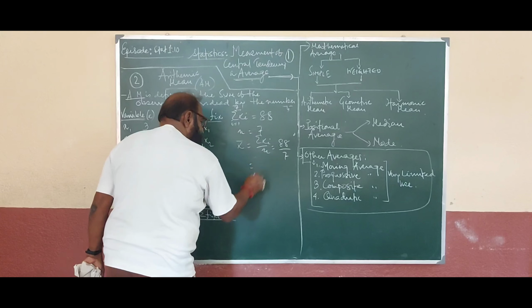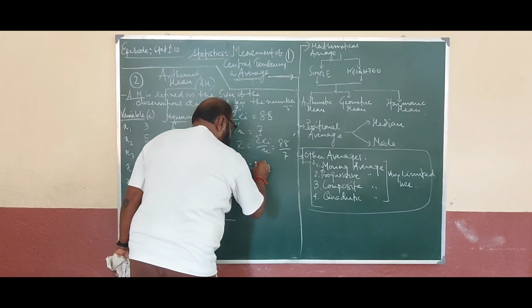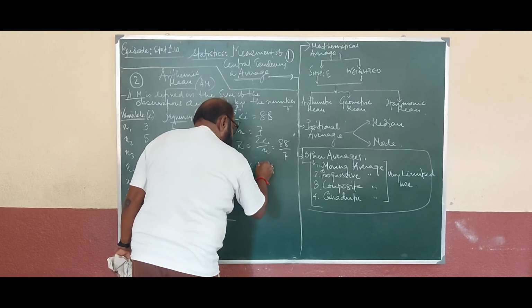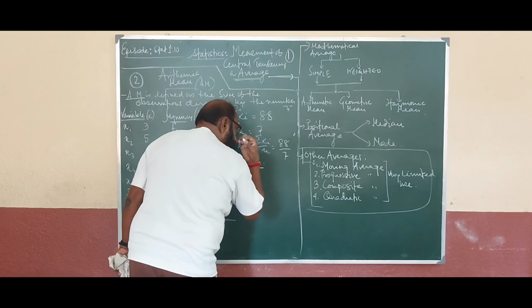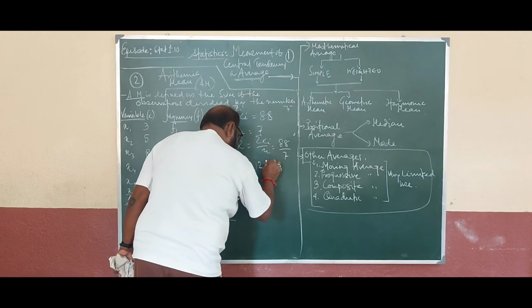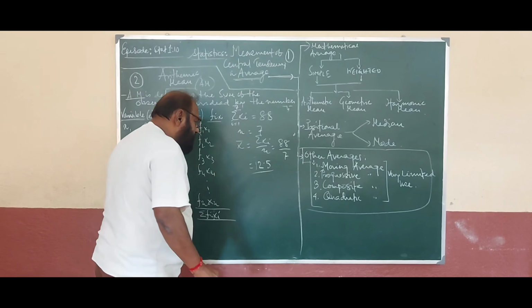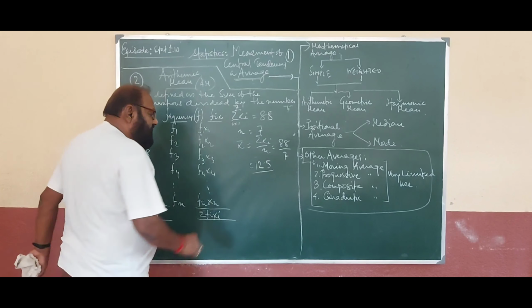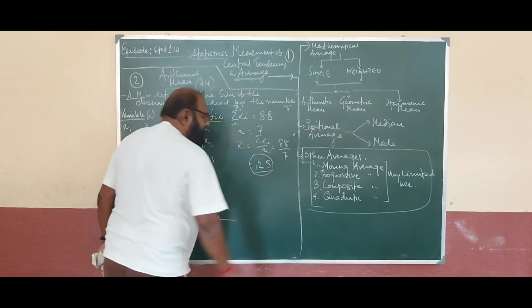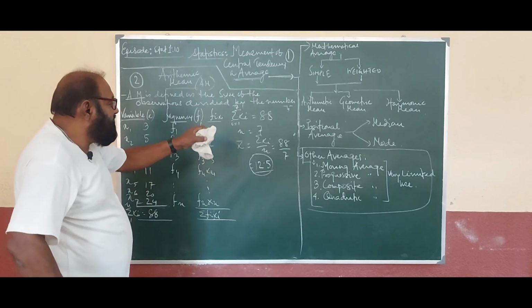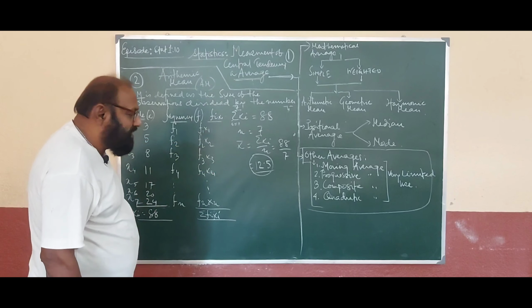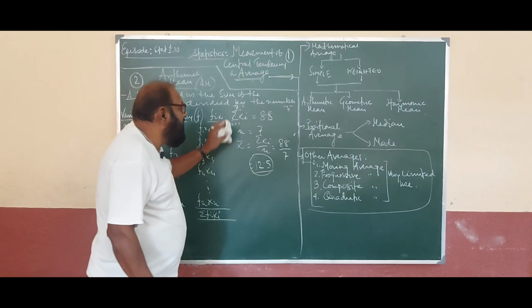So how much is it? It is 12.57 approximately. Clear? Okay, so this is the average. Clear? Now this is known as simple arithmetic mean. It is known as simple arithmetic mean.